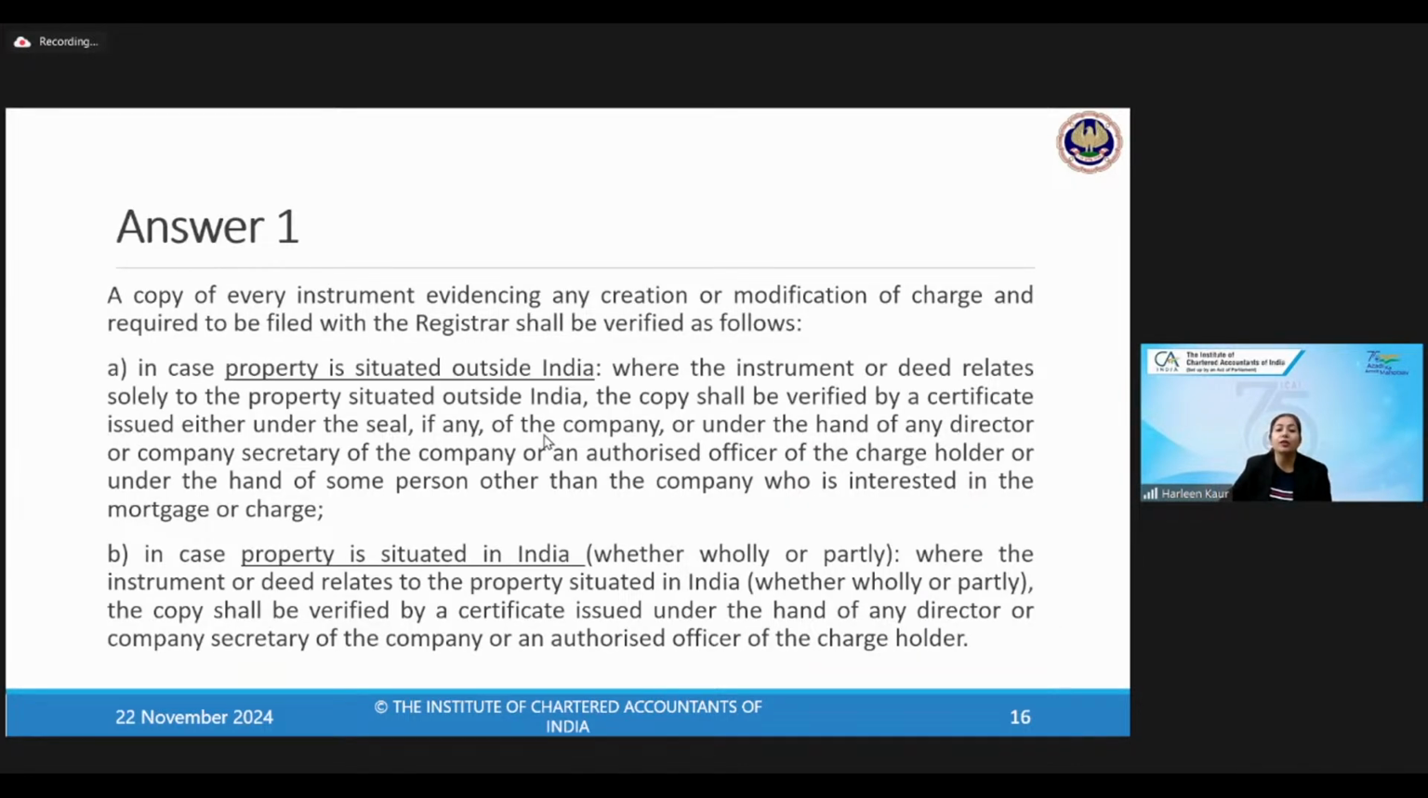CS or director or any other person who is other than the company who is entrusted can sign it. If it is in India, then it is compulsory that only the director and company secretary or the authorized officer of the charge holder can sign it. Absolutely correct. So the question is absolutely correct to all of you.